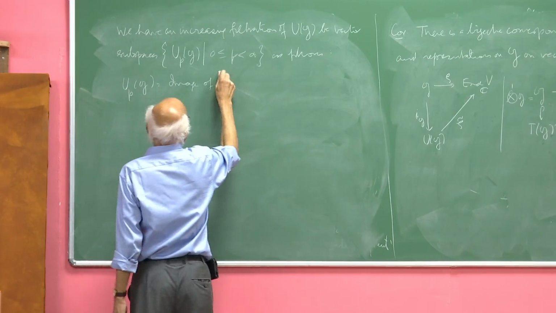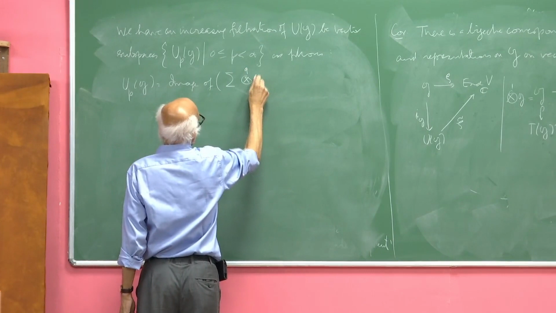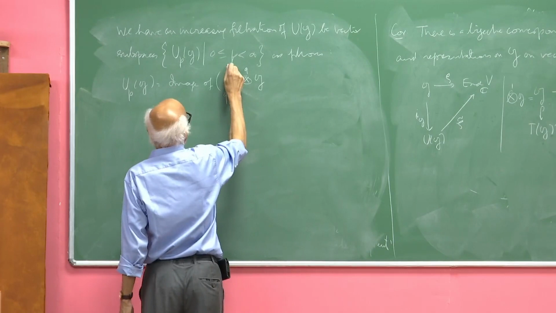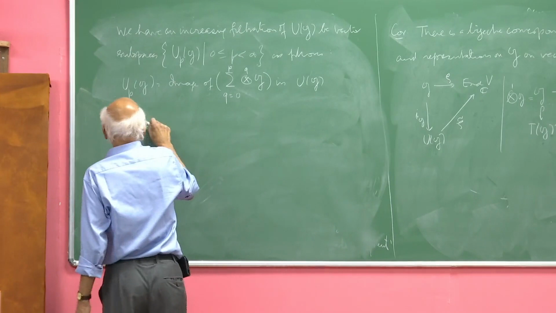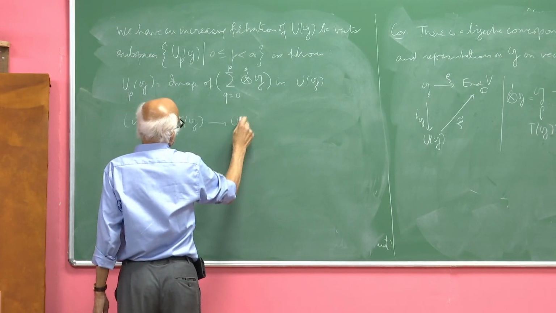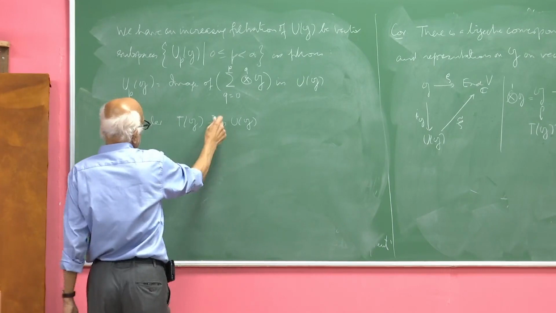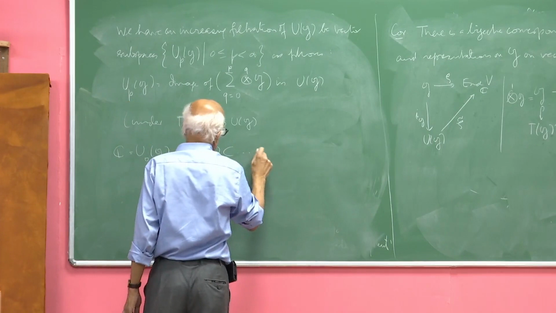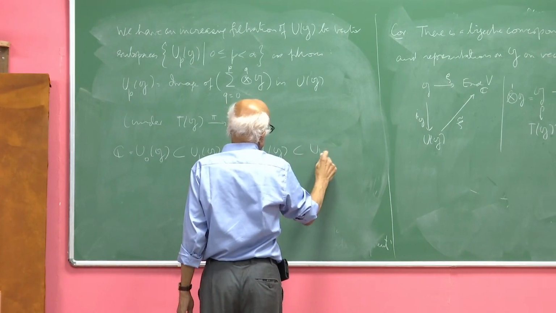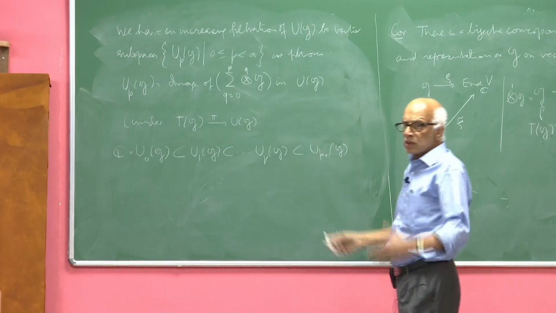of the sum of tensor QG, Q equal to 0 to P, in UG under the tensor map TG. It is obvious that you have U0G, the base field, contained in U1G. In general you get UPG contained in UP plus 1G. When I say filtration, this is what I mean. Each of these UPG is contained in the next one, UP plus 1G and so on. It is an increasing filtration.